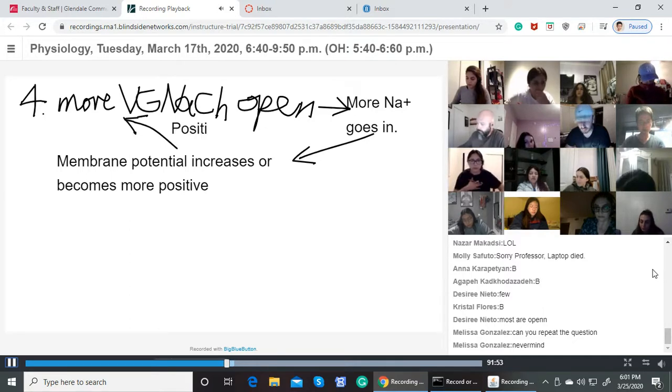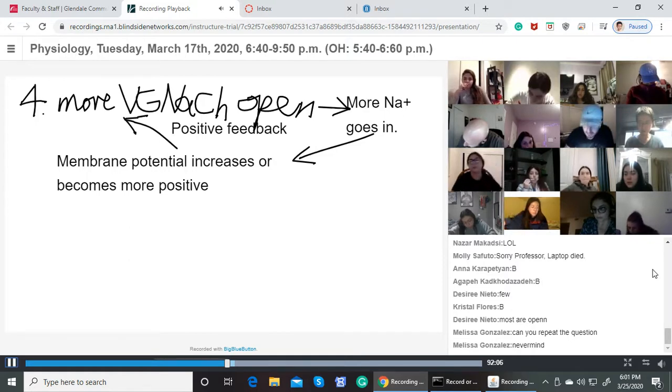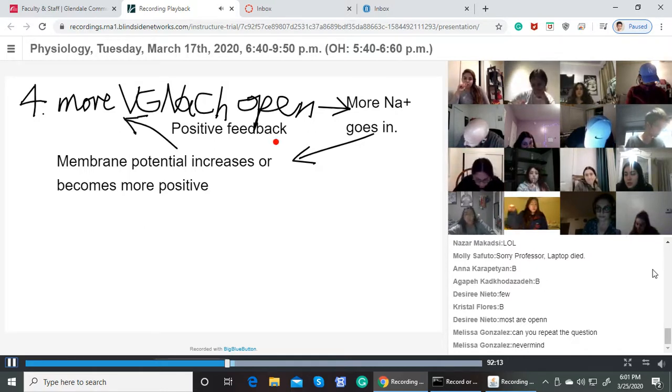Positive back. Much better. I can do faster now. Okay, whatever. So what's so important about this one?